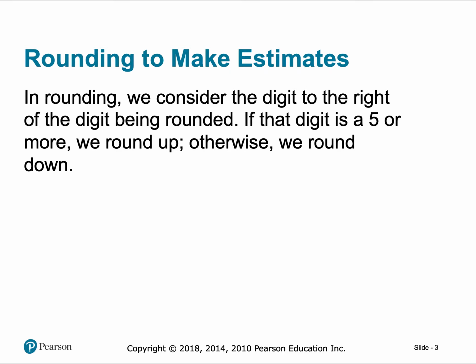So most of the time, if you're actually doing math because you're out at the store or you're pricing out things online, you probably use a rounding strategy to do simpler math. So when we're rounding, we consider the digit that's on the right-hand side, and if it's a 5 or more, we round up, or if it's 4 or less, we round down.